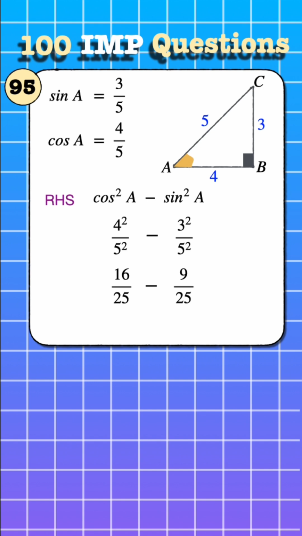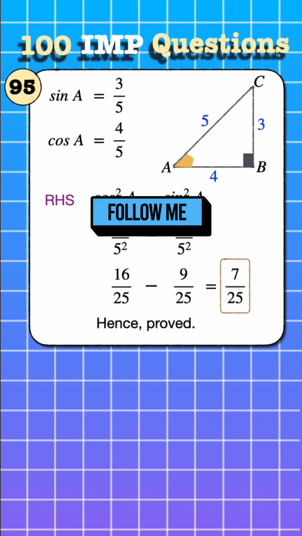Denominators are same. You can subtract the numerators. 16 minus 9 upon 25. So that will give you 7 upon 25. So you can say LHS equal to RHS. Hence proved.